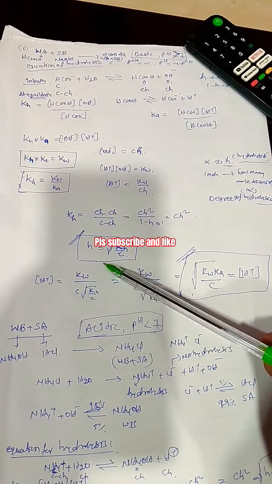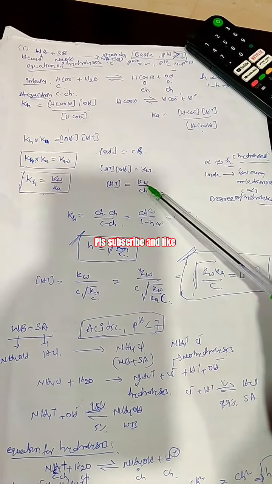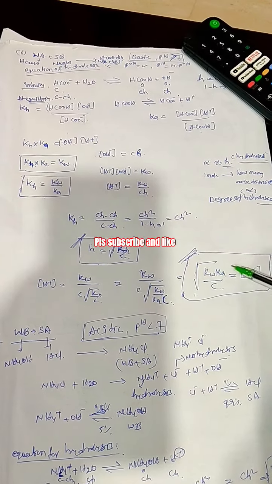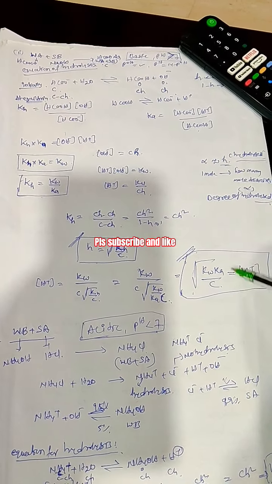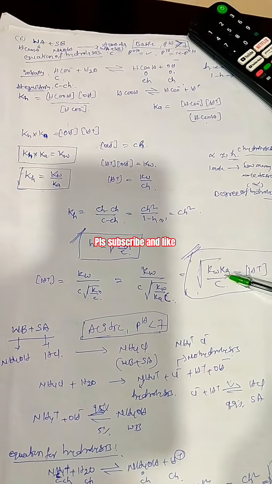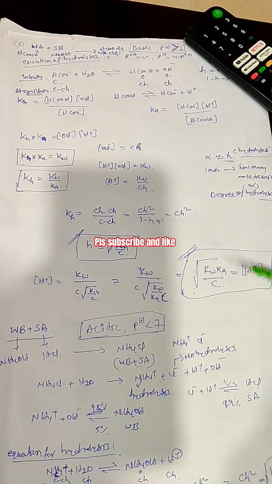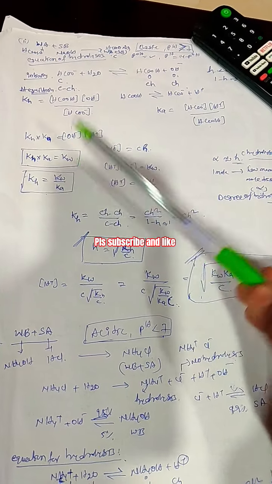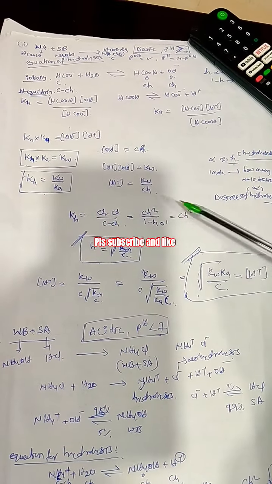We know the concentration of H plus is Kw by Ch, and h is equal to the square root of Kh by C. Then we write Kw by Ka. The square root of Kw times Ka by C is equal to the concentration of H plus. We know next Kh is equal to Kw by Ka. Next Kh is equal to C h squared.